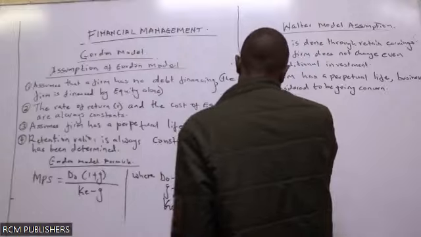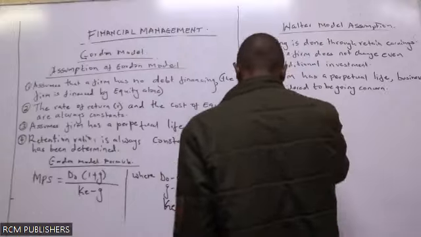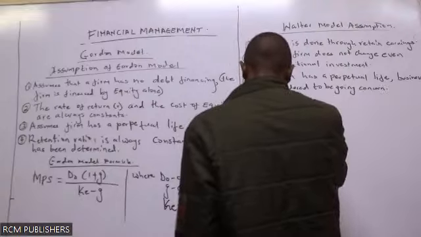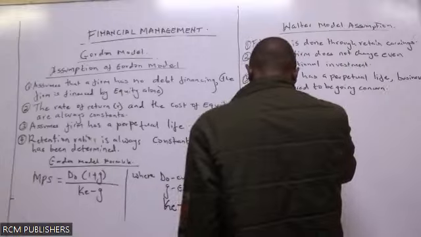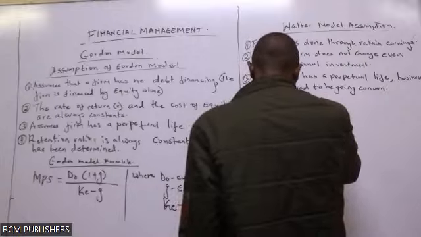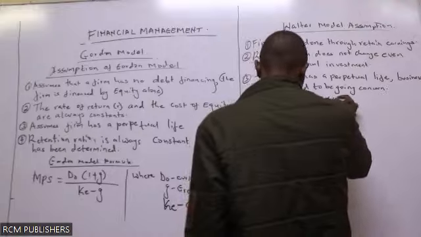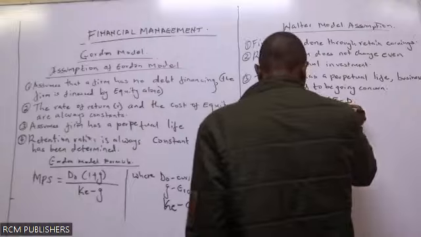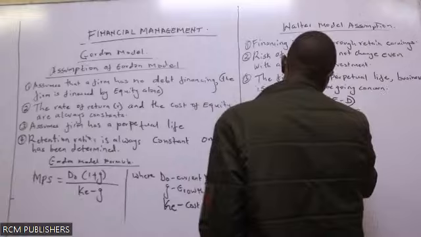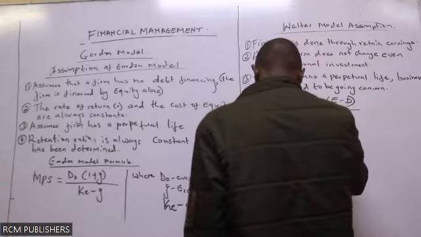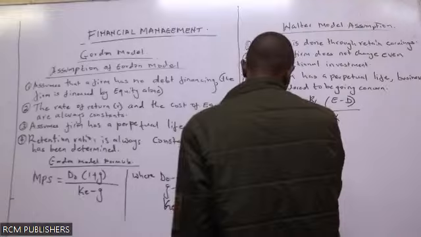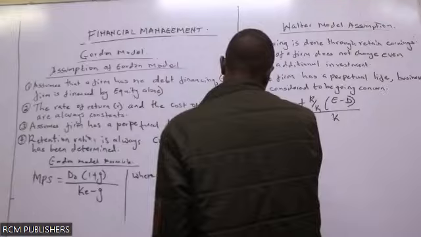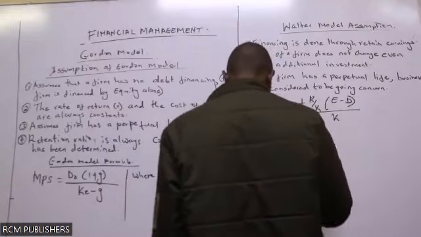So P0, which is equal to MPS, the formula for Walter is equal to D over K plus R over K times (E minus D) over K, where P0 is the market value.